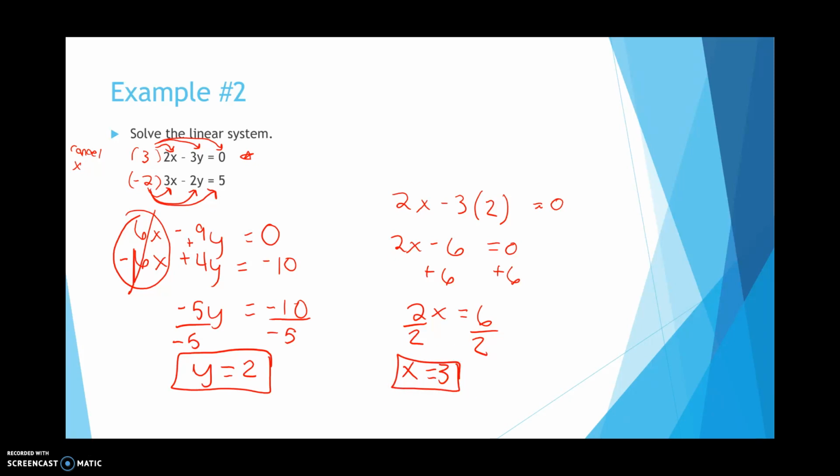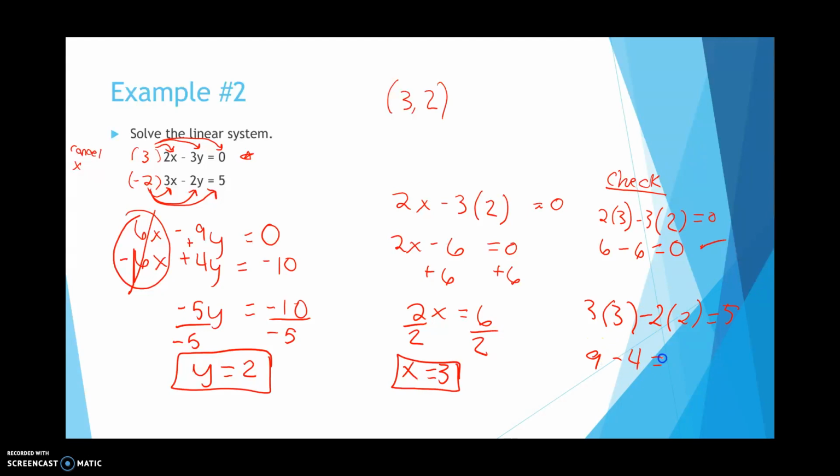I've solved for my x and my y, so my x value is 3, my y value is 2. So now to check this, I plug those values into the original to see if it equals 0 and 5. 2 times 3 minus 3 times 2, that is 6 minus 6. Does that give me 0? It does. It checks out. Second equation, 3 times x, 3 times 3, minus 2 times 2, does that give me 5? 9 minus 4, that gives me 5, and it checks out. So this is my answer for that.